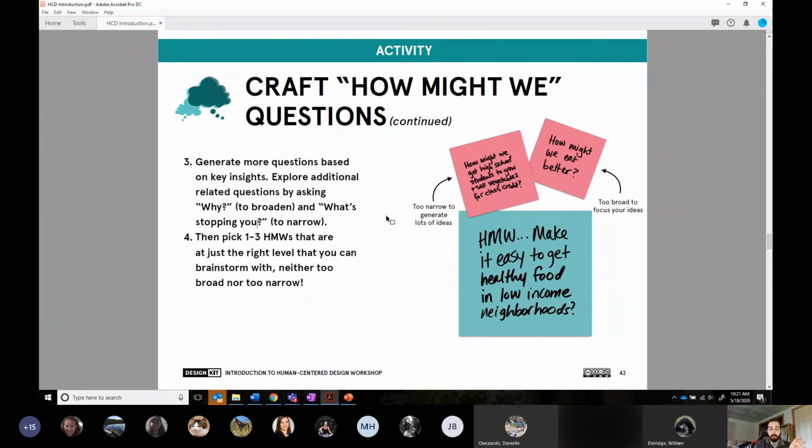Ultimately, to solve the problem, they recommend selecting 1 to 3 how might we questions. A lot of it depends on how much time you want to spend brainstorming, because each how might we question is a brainstorming exercise.